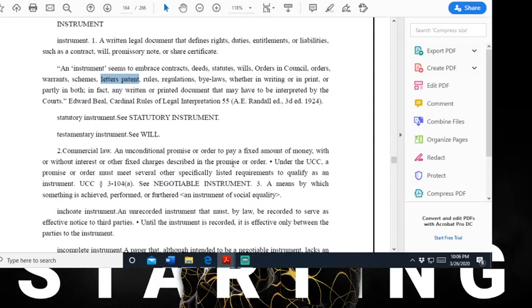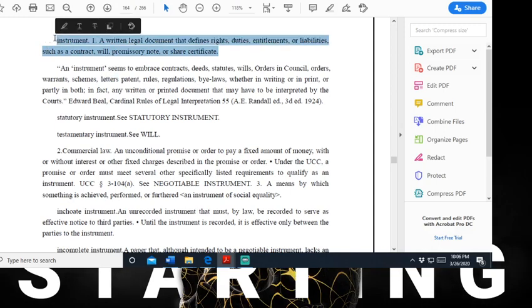So we're going to talk about, they was talking about a patent, and I want you to understand what a patent is and understand all these instruments. First, let's look at instrument. A written legal document that defines rights, duties, entitlements, or liabilities, such as a contract, will, promissory note, or share certificate. So this is understanding what an instrument is, so you can align yourself within your jurisdiction. So when you're dealing with people and you're trying to build a congregation, you got to know how to set this up.